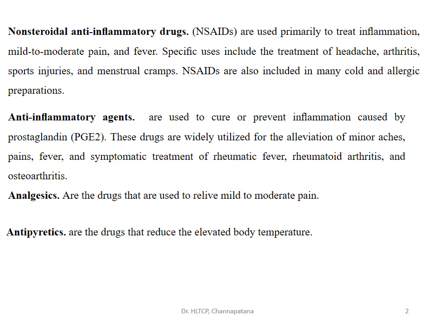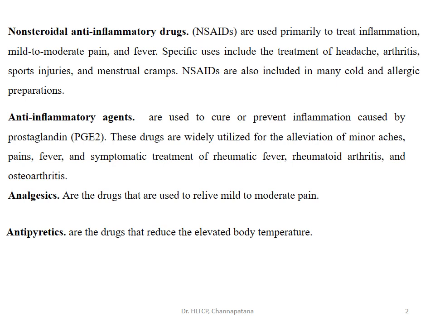Anti-inflammatory agents are also called NSAIDs, that is non-steroidal anti-inflammatory agents, which are used to treat inflammation and mild to moderate pain and fever. Sometimes these drugs are also called analgesics and antipyretics because during inflammation pain and fever will be there. Fever means elevation of the body temperature, and pain arises.